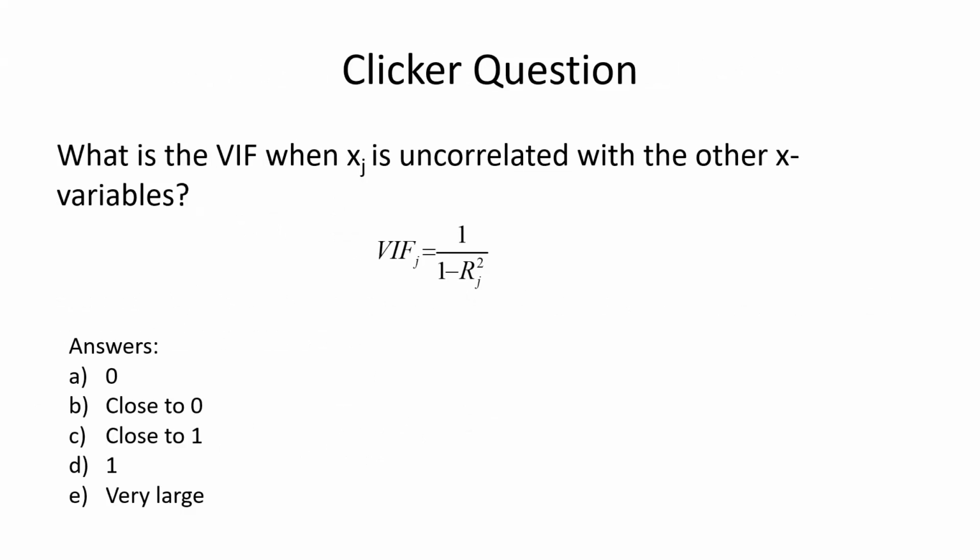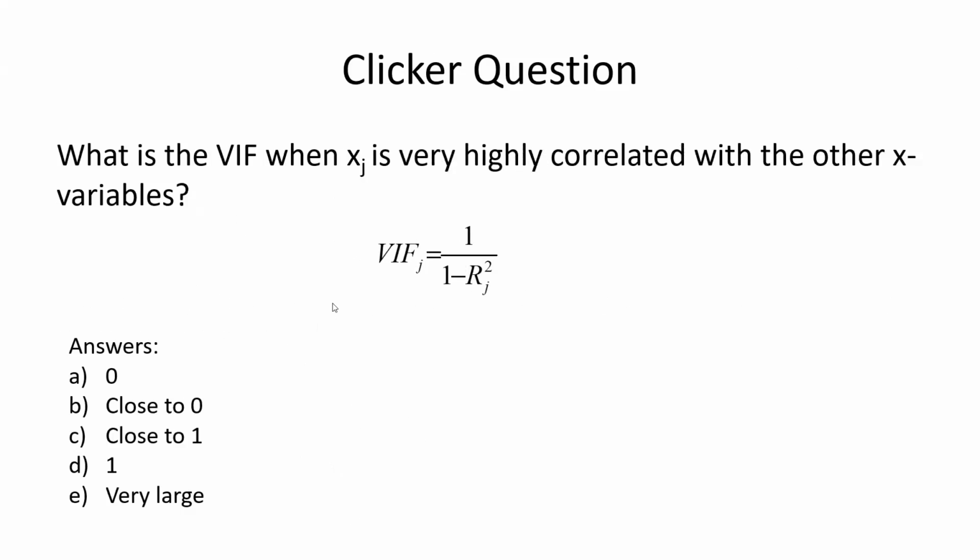Question for you. What is the variance inflation factor when xj is uncorrelated with the other x variables? Here's the formula, here's some answers, and I will leave you to answer this and move on to the next question. Next question is very similar. What is the variance inflation factor when xj is very highly correlated with the other x variables? Same answers, same formula. And so I will leave you with that also.